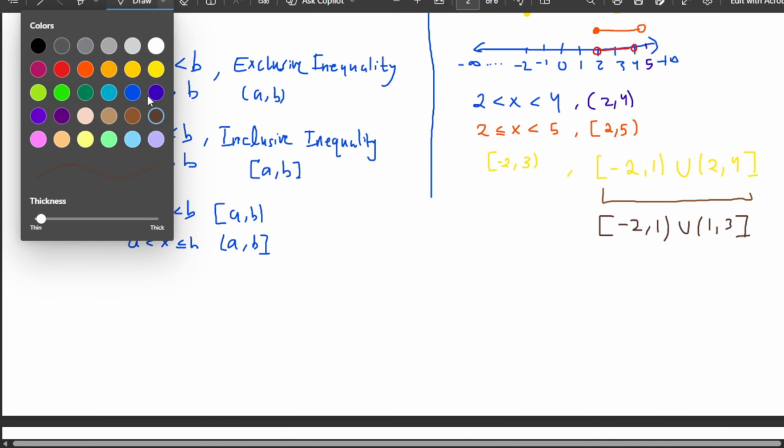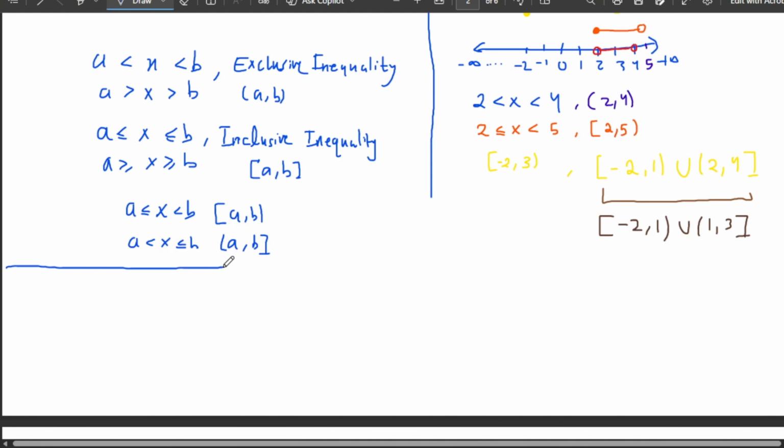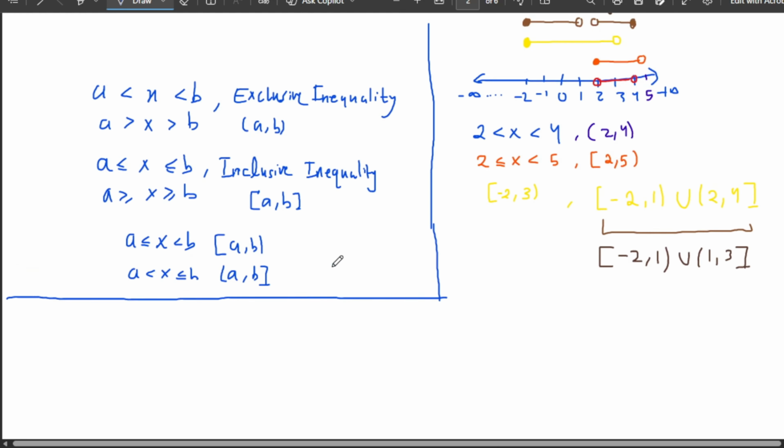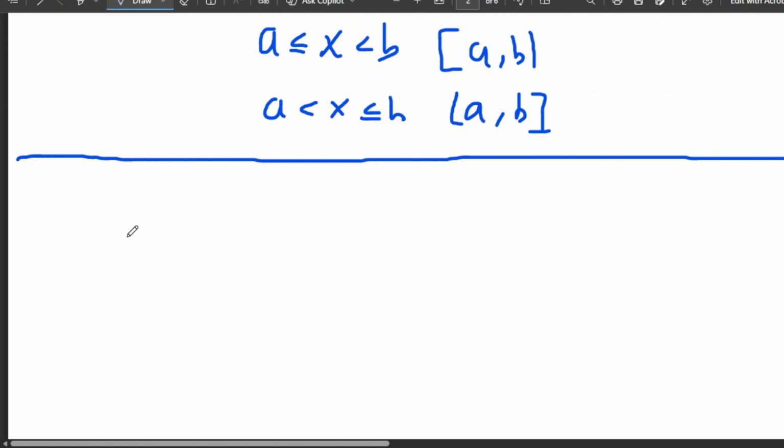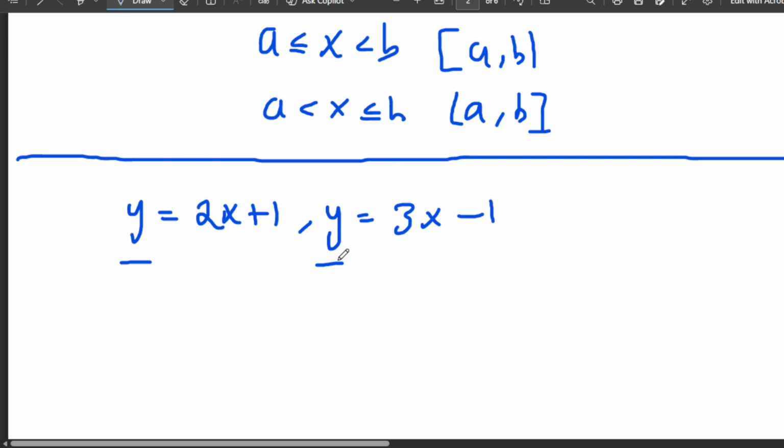Okay, now let's go through the linear equations. So for linear equations, if we have the equation y equals 2x plus 1 and y equals 3x minus 1, notice that the values of y are the same. So we can make these two equal also: 2x plus 1 equals 3x minus 1.